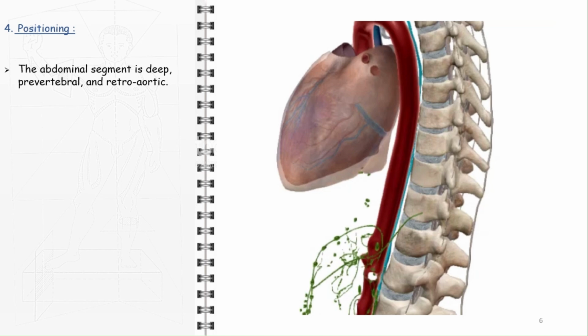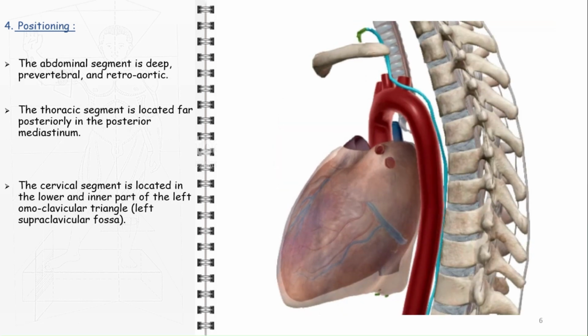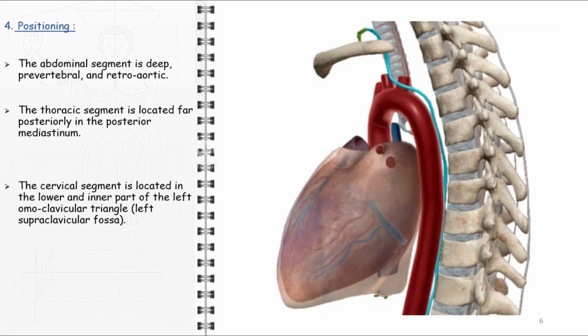The abdominal segment is deep, prevertebral, and retroaortic. The thoracic segment, which is the longest, is located far posteriorly in the posterior mediastinum. And its cervical segment is positioned in the lower and inner part of the left omoclavicular triangle or left supraclavicular fossa.